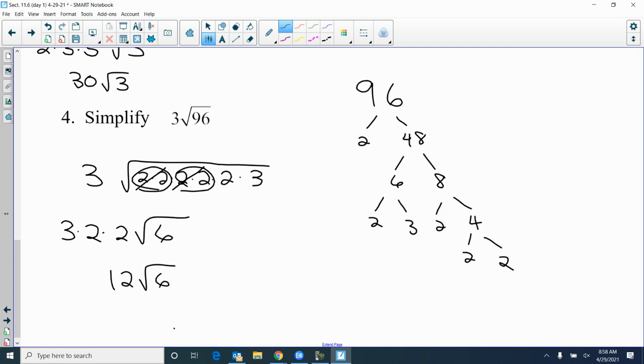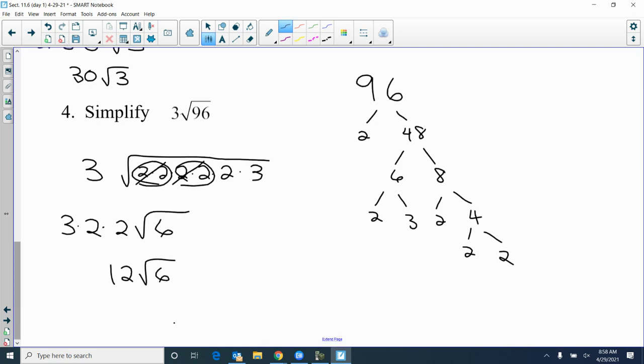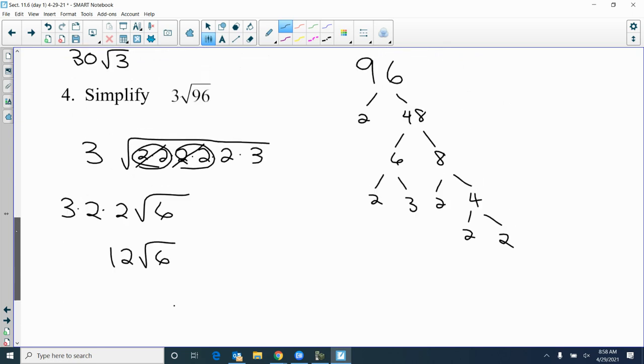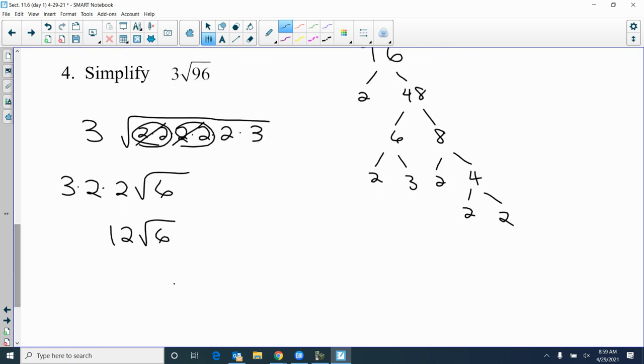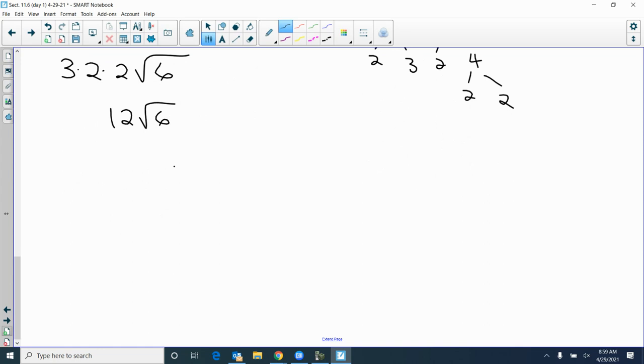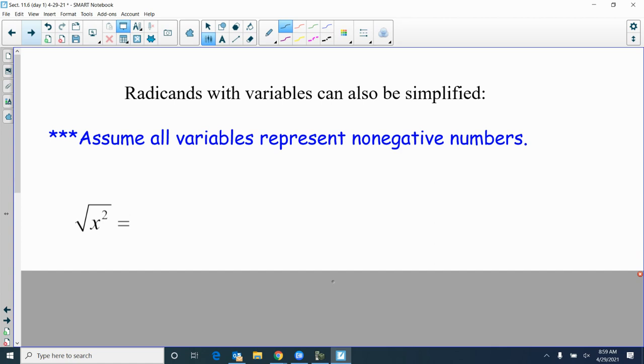Now, Christian had a good question. He said, well, can that 6 break down any further? If you did everything correct, it shouldn't. But here's a test. Can you divide a perfect square into that? And if you can, that means it can break down further. So if I ended up with an answer of, say, 12 square root of 8, I know that's wrong because 8 can be divided by what number? 4. That means that it can be simplified further. So you might have to do another factor tree on the 8. All right, flip it over.